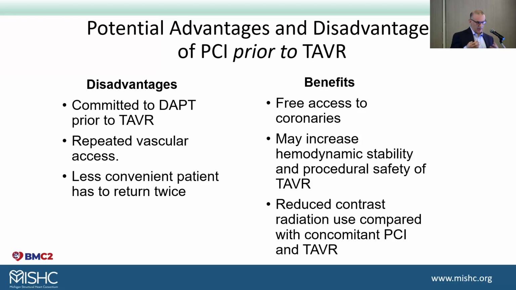And these are, in my mind, going into this talk, what I felt were the pros and cons of PCI prior to TAVR. There are disadvantages. You have concomitant DAPT prior to TAVR, so these patients who may have Hades syndrome or a combination of bleeding tendencies may bleed before you have your TAVR. Repeated vascular access, radial or non-radial, if many of us are using Sentinel or embolic protection devices, messing up the radial 1 or 2 weeks before you're going to do that procedure. Less convenient, the patient has to return twice.